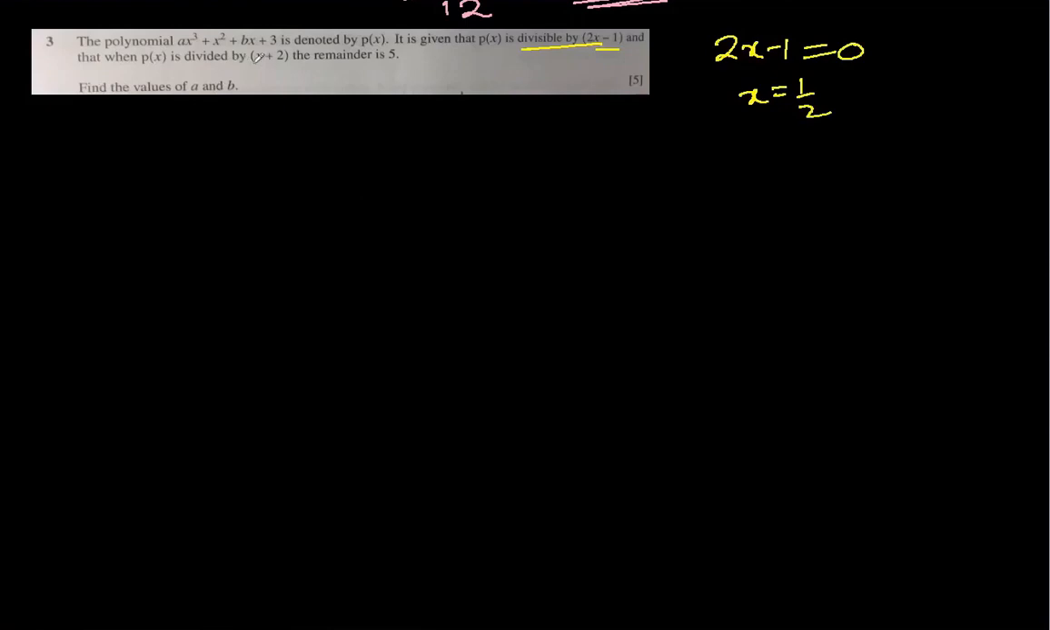And when it is divided by x plus 2, the remainder is 5. That means x plus 2 is not a factor. We get a remainder of 5. If it was a root, we would make it equal to 0, so x equal to minus 2 would be the root. But if we apply this, we'll get a remainder of 5. That's what they're saying. So let's substitute these roots into the equation to use the remainder theorem.